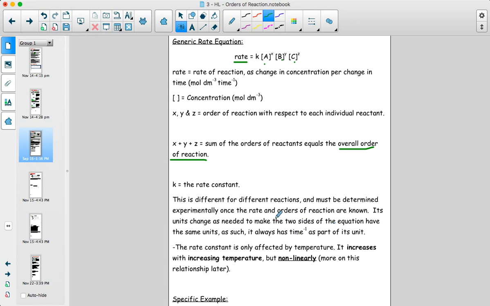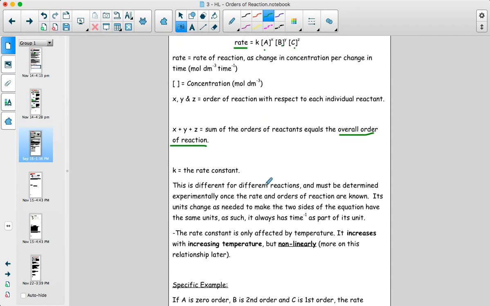Its units actually also change based on the overall order of the reaction. So the units are basically there to cancel out all these concentrations so that overall the units on the right side of the equation are also equal to moles per dm cubed per time. So the units on both sides of the equation have to be the same, and we'll do practice with figuring out what the units of a rate constant are.